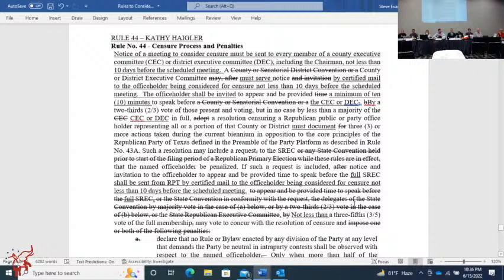Mr. Chairman, there are extensive changes to the language. No kidding. And I'd like to just take a sentence at a time if we could. I will start with the very first one that's underlined. Notice of a meeting to consider censure must be served to every member of the county or district executive committee, including the chairman, no less than, and I'm going to change that to 14 days right now, before the scheduled meeting.